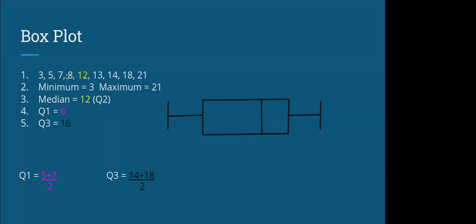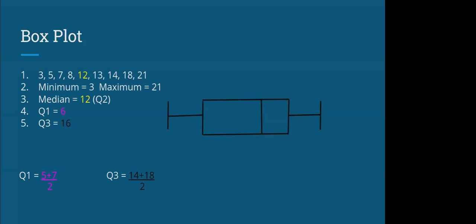Now, remember, if it's an even number of terms, how do we find the median? Would it be the middle number? But there are 4 terms. So is there a middle number? So how do you find it?